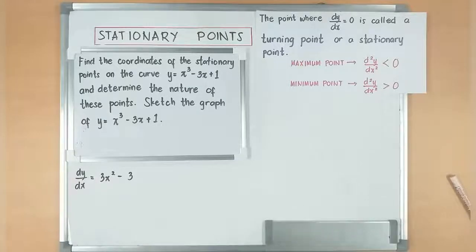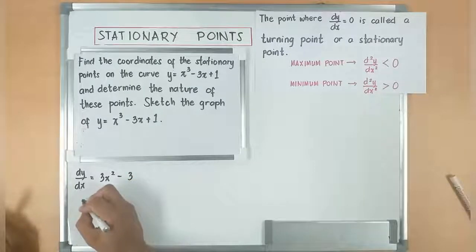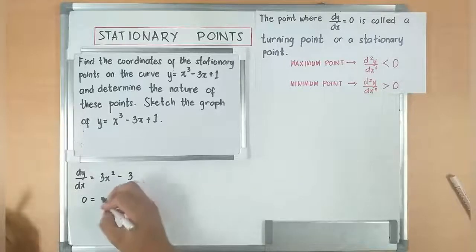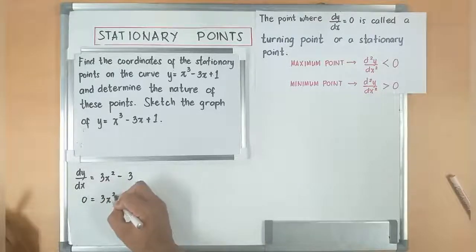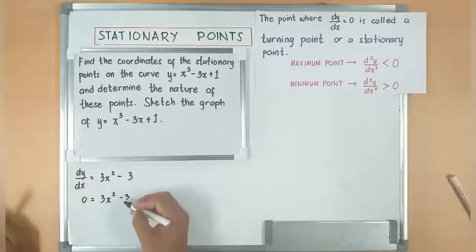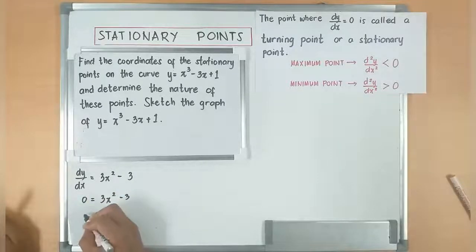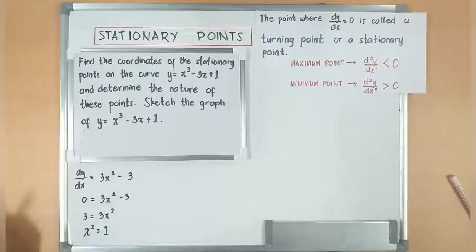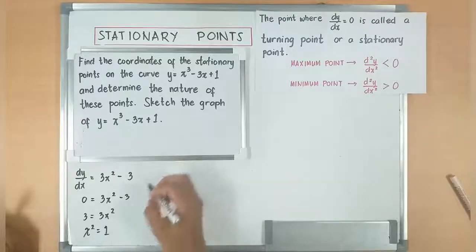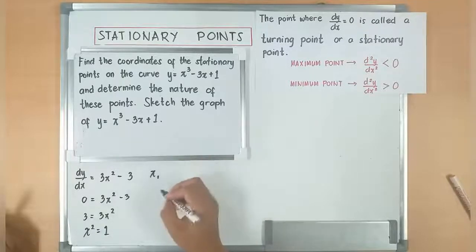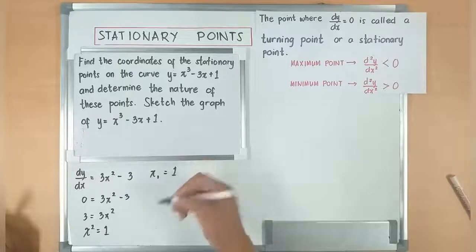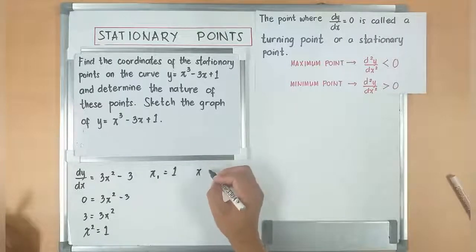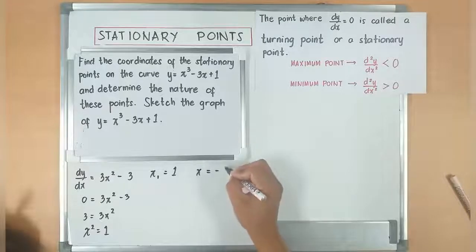Thus, if I equate this to 0, it is equivalent to 0 equals 3x squared minus 3. I'll move negative 3 to the left side. It will become 3 equals 3x squared. I'll divide both sides by 3. So x squared is equal to 1. Thus, you will have two values of x. One is x equals 1, and another one is x equals negative 1.